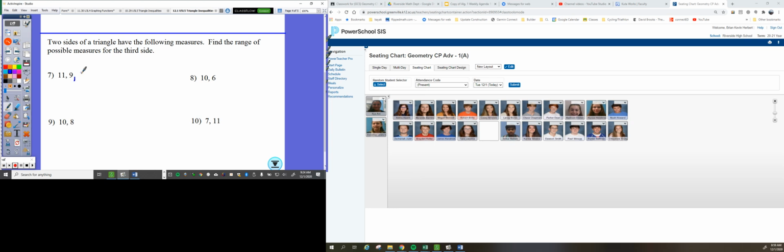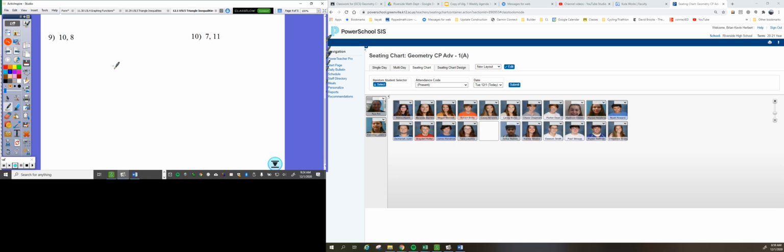Let's let our third side be x. Okay? So we have 11, 9, and x. So the same rule applies. All right, 11 plus 9 has to be greater than x. 9 plus x has to be greater than 11. And x plus 11 has to be greater than 9. So solve each one of them. All right, so 20 is greater than x.